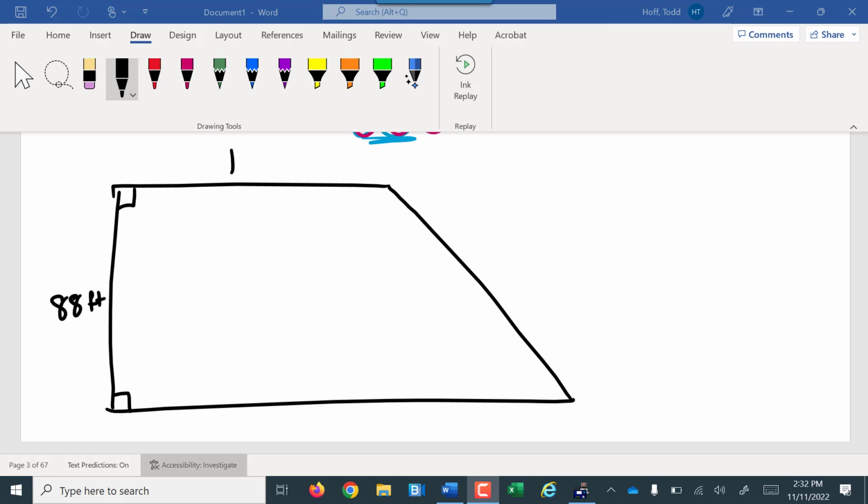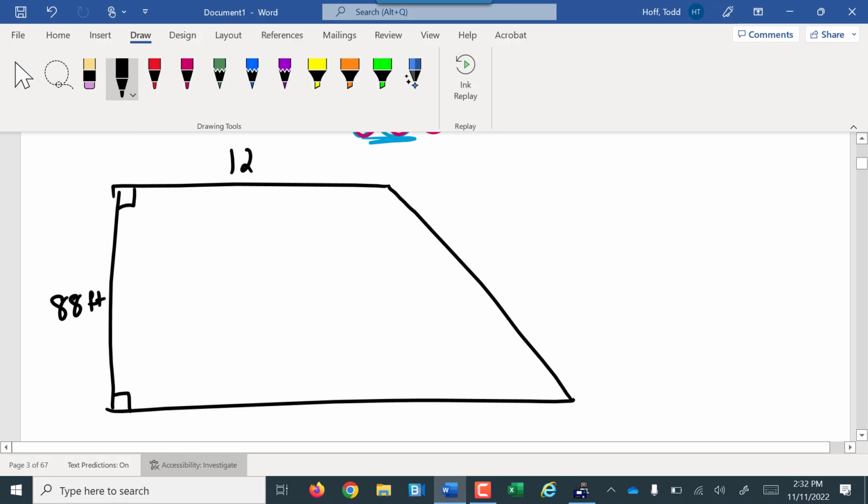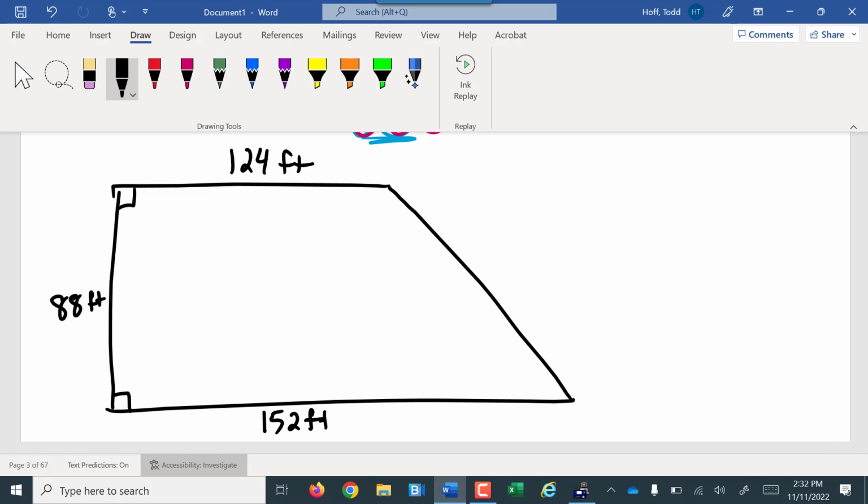Thank you. So here, let's take a look. We've got 88 feet, 124 feet here, and 152 feet here. I want to know how many acres that is. Oh, I like 43,560. Cool.